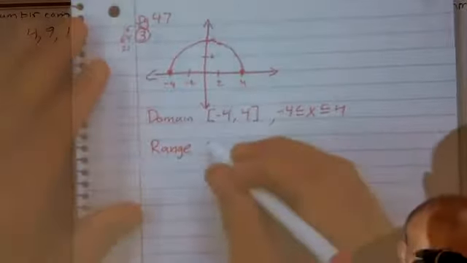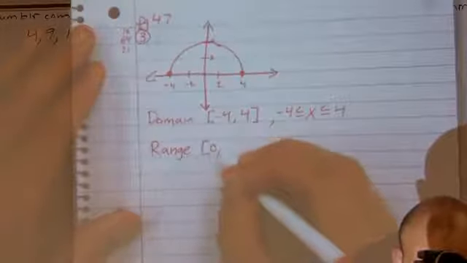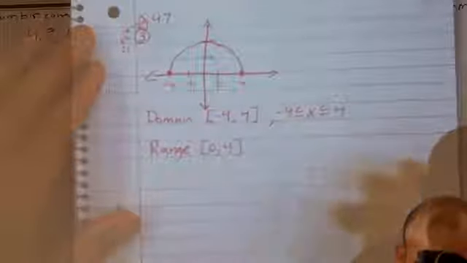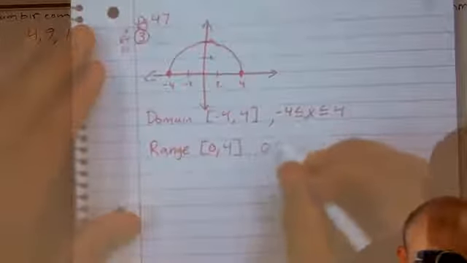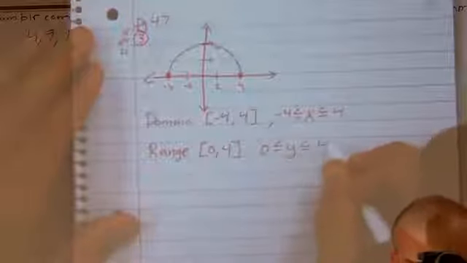So my range is going to be from 0 to 4. Or you could also say 0 is less than or equal to y, which is less than or equal to 4.